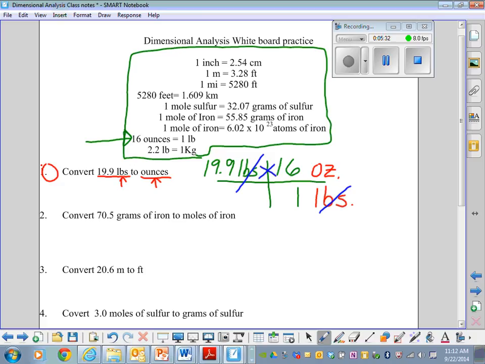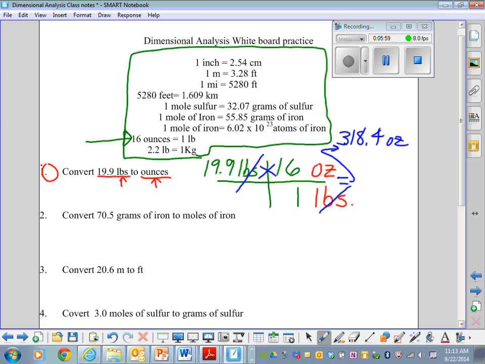318.4. Wait, what are we doing? All right, so I'm going to move it up here. So it's 300. Would you read that answer out to me again, Ali? What was it? 318.4. 318.4 ounces. Okay, now, folks, I need to remember sig figs, right?